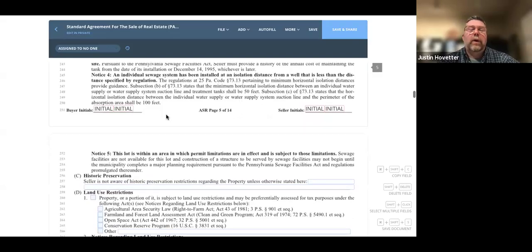And then notice 4, this was most likely a property that was constructed prior to 1972. And that means that that was before the common area of septic regulation. And that means that there is less than 100 feet between the well and the septic. And if you are listing a property, you should make sure that this is disclosed.